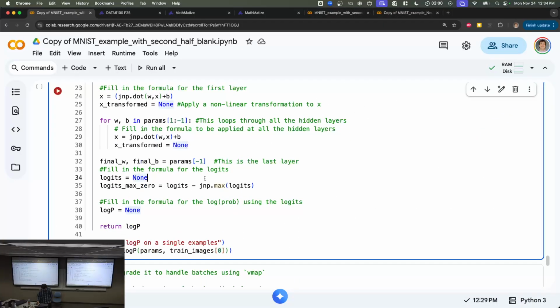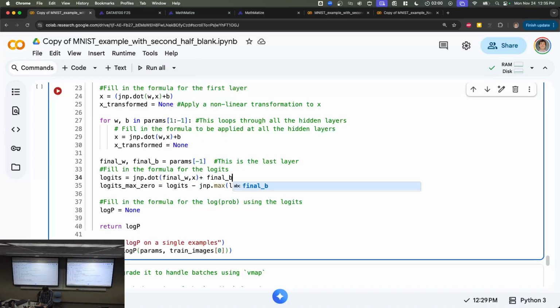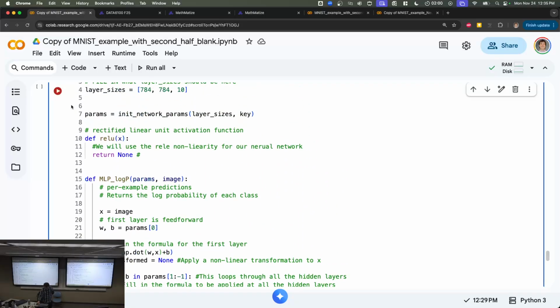All right. Then we have the final weights and the final bias. This is the very last layer. And the very last layer is important because that's where we convert into logits. So the logits will be what you think. So jnp.dot(final w, x) plus the final b. And then I'm doing the maximum trick again. And the log p is exactly the same formula as before. It's the logits minus the log sum exp of the logits. OK, and I want the max to 0. Thank you for reminding me, Mr. Google. OK. And that should work perfectly well.